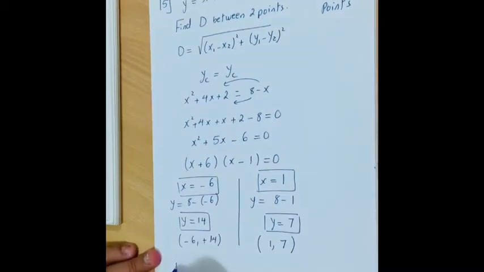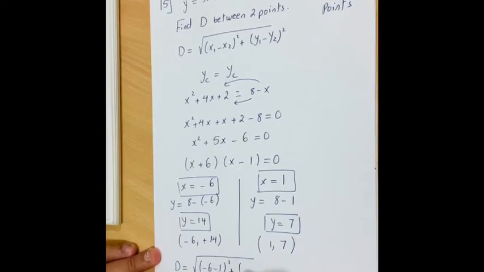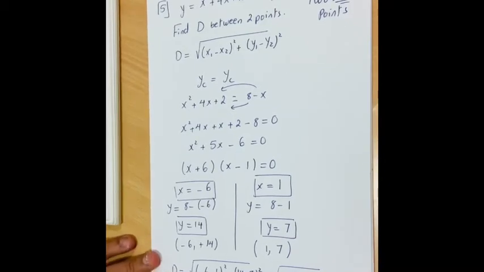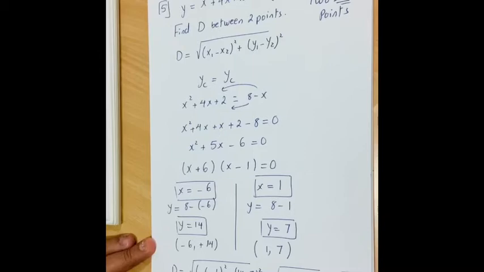Now you can find the distance easily. Distance is negative 6 minus 1, squared, plus 14 minus 7, squared. Negative 6 minus 1 is negative 7. Negative 7 squared is 49. And 14 minus 7 is 7, squared, which is 49 as well. So it's the square root of 98. So 98 is 7 root of 2, or you can write it in this form.